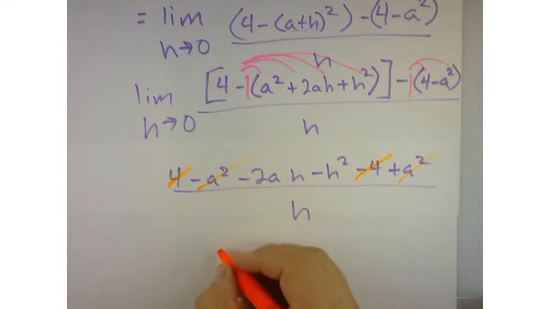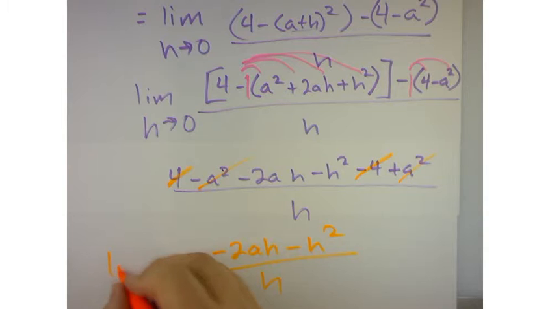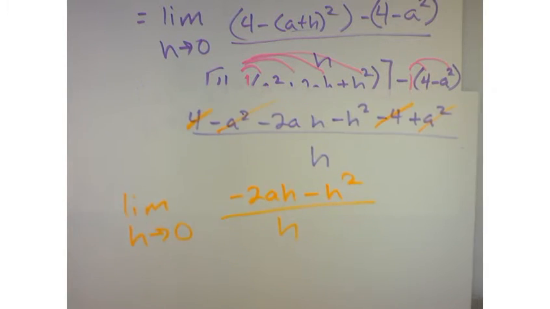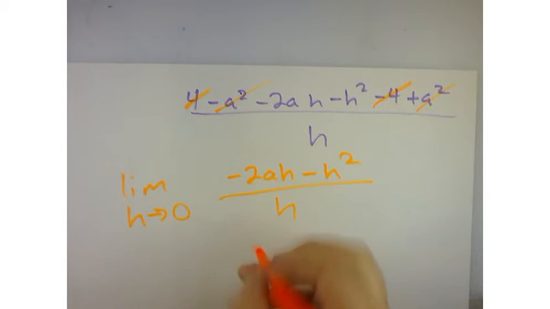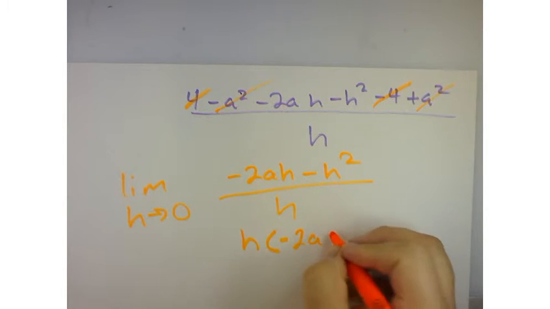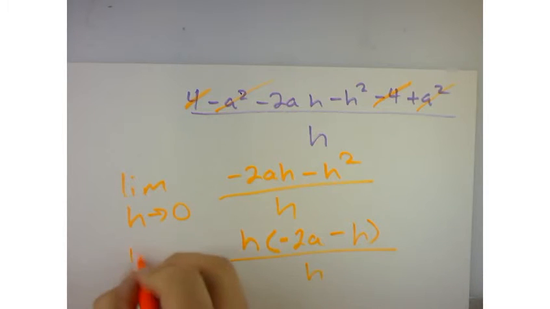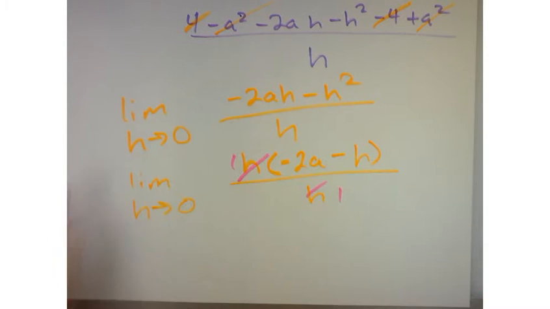And then I have minus 2ah minus h squared. Now, the problem with this is that I cannot take the limit of this function by plugging in h equals 0 the way it is. But I notice that my two terms on the top also have an h. So if I factor out an h, I get negative 2a minus h, all over h. Now that's nice because what can I do with the h's? They cancel out, or they reduce to 1 over 1.